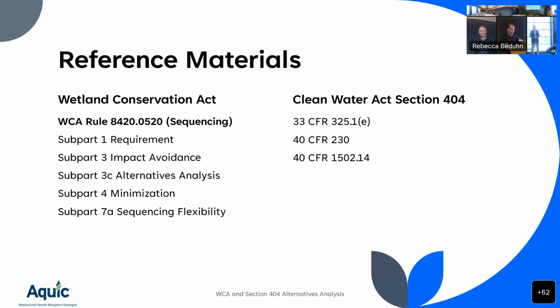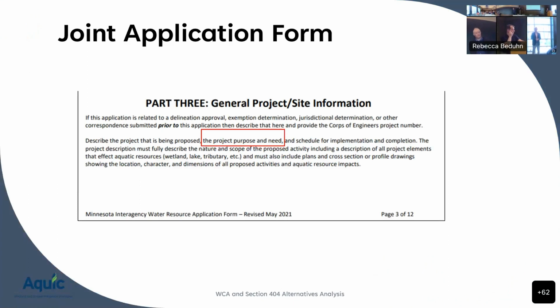Let's just go real quick so we can get to the case studies. This is where, if you're submitting an application, you find this on the joint application form. The first reference is really in Part 3, where it does talk about the project purpose and need. This is more of a general description of the project. As we talked about in our meetings where we were putting this together, this is not necessarily the spot where you want to get into your alternatives analysis and present that purpose and need. This is probably enough to just be a general project description.